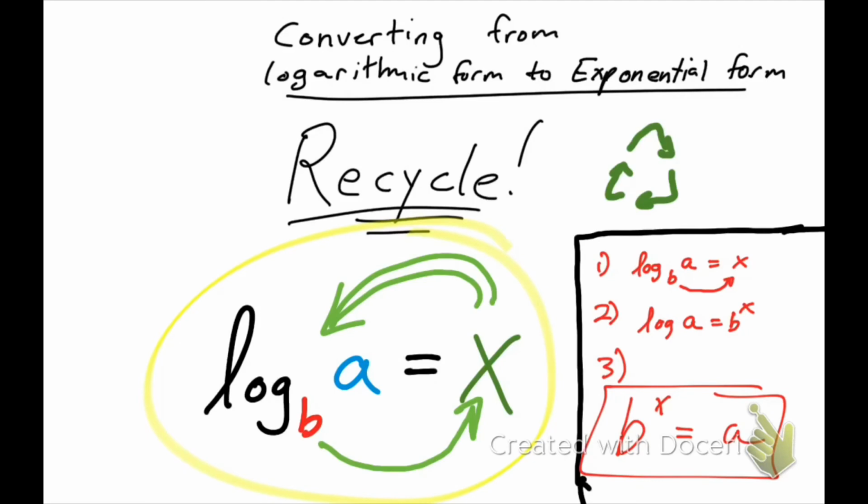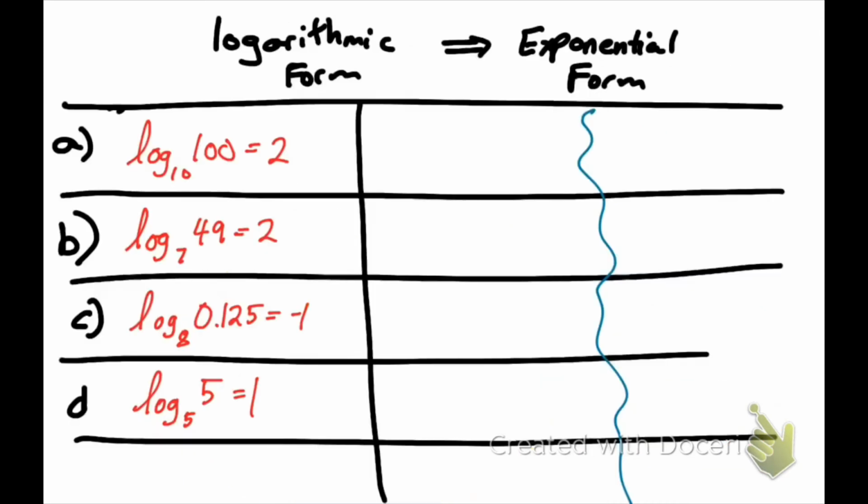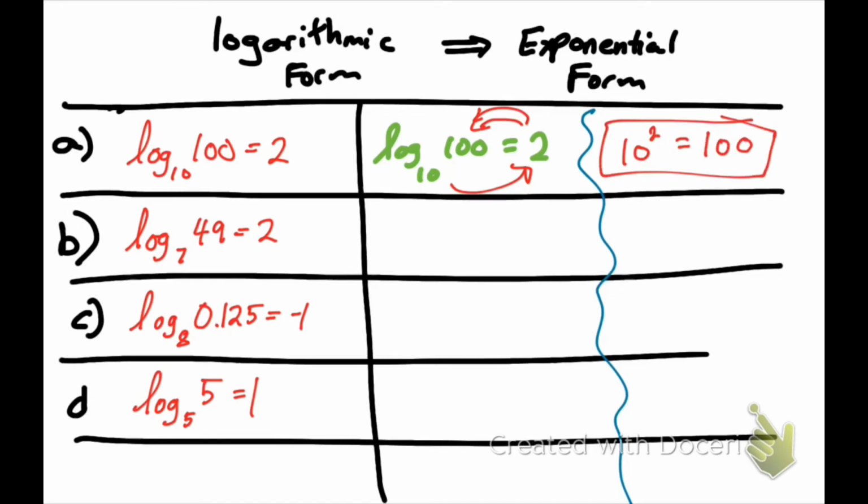Let's go ahead and do a couple of examples on how to do this. So our first example, let's go from logarithmic form to exponential form. I'm going to take log base 10 of 100, which equals 2, and I'm going to recycle, and that will give me 10 squared equals 100. And that's an exponential form.